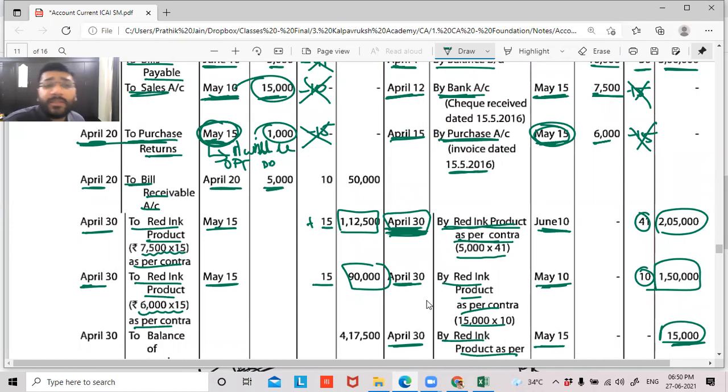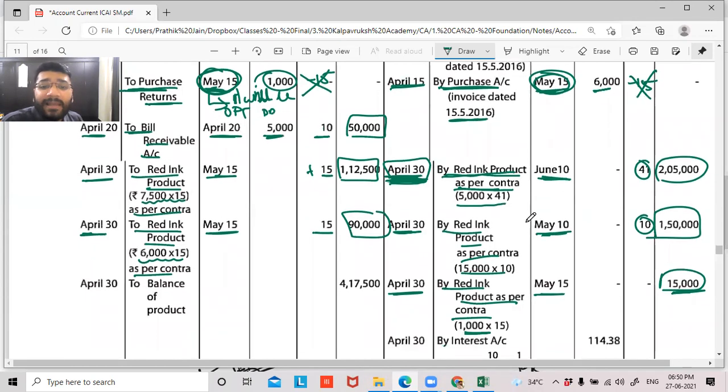5,000 rupees, guys. Now in this particular transaction, the due date is falling before the account current statement date. So you'll get 10 days, which is positive. 30 minus 20, you'll get 10 days. So 10 into 5,000 rupees, 50,000 rupees, guys.